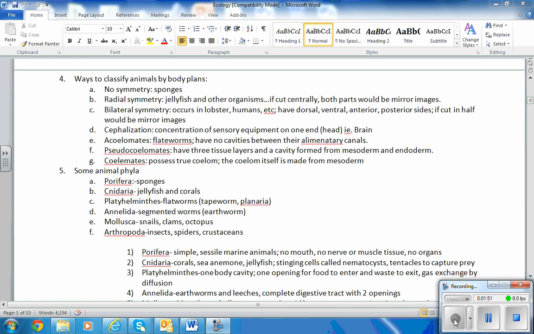Bilateral symmetry. Bi means two, lateral means to the side, right? So that's two sides that are symmetrical to each other. It occurs in lobsters and humans, and we basically have different planes. If you cut a human in half straight down here, this is called the sagittal plane, then we would be totally symmetrical from one side to the other side. That's bilateral symmetry. But you can't cut us top to bottom, which is a transverse cut, and still have symmetry. That's why we're not radially symmetrical.